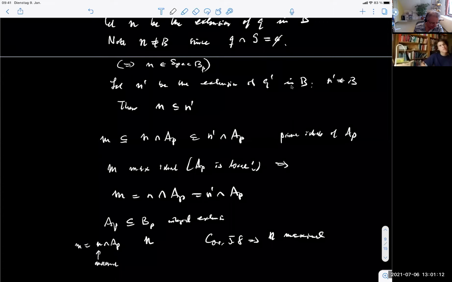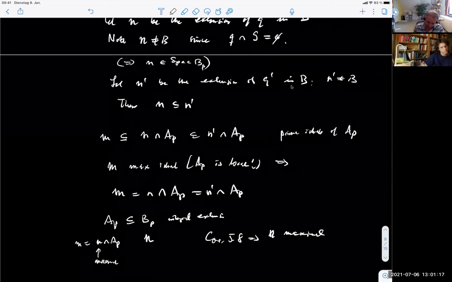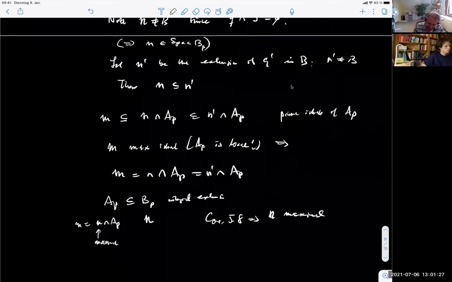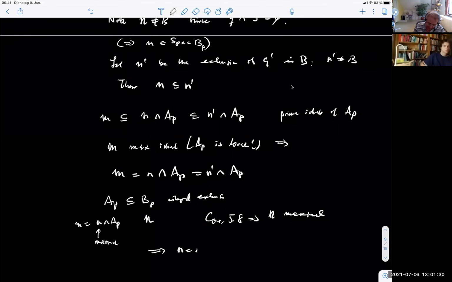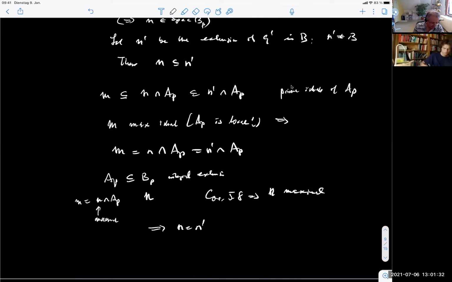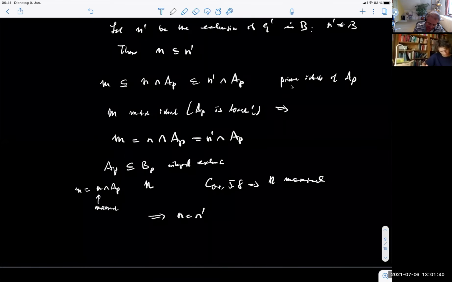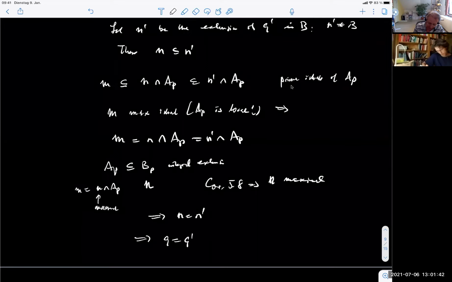Now, by the same principle, N prime will be maximal. I just observe this inclusion: N is maximal, but N is in N prime. So therefore, what I get is N equals N prime. And then if I contract to the Q's, I get Q equals Q prime. And I'm done.